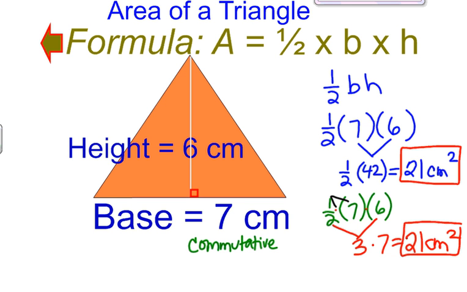But if I'm looking for a method that's going to help me do some calculations in my head, I like this second method where I cut 6 in half, which is 3, and then did 3 times 7 to come up with the area.